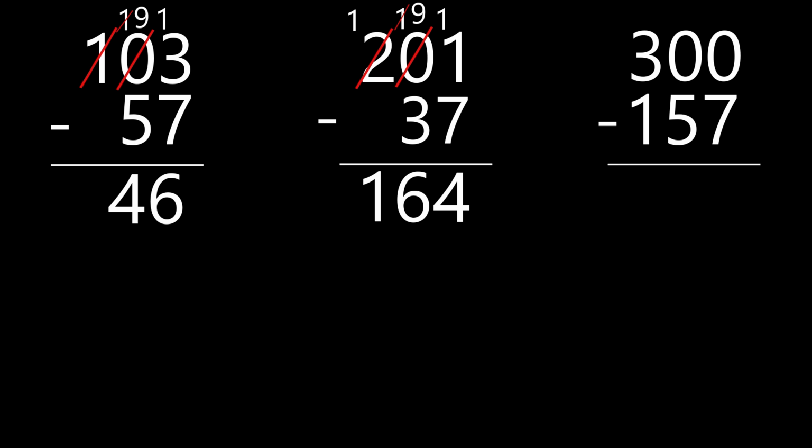For the last problem, there are 2 zeros in a row, so we borrow 1 from the 3 in the hundreds place, turning the tens 0 into 10. Then, we borrow 1 from this 10, reducing it to 9 and making the ones 0 into 10. Now, we subtract as follows. 10 minus 7 equals 3, 9 minus 5 equals 4, and 2 minus 1 equals 1. The final answer is 143.